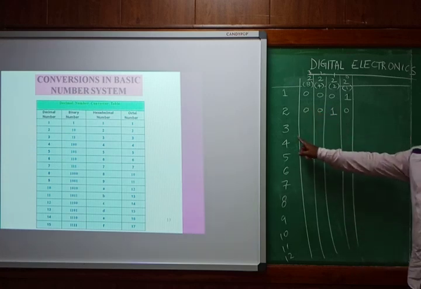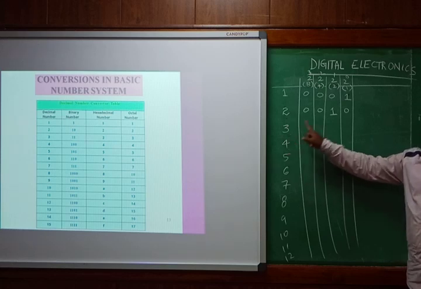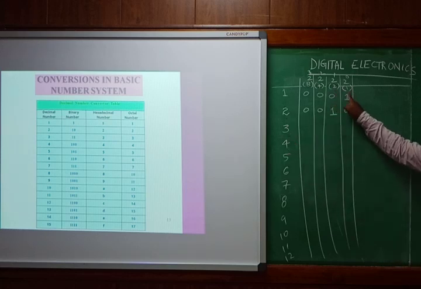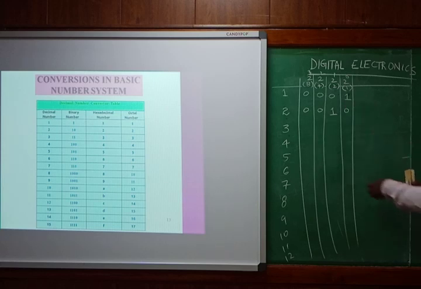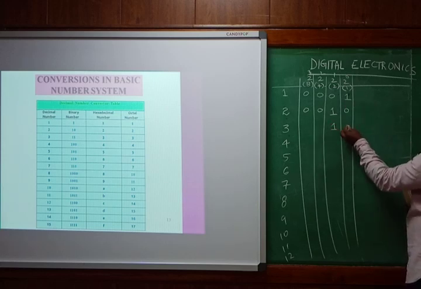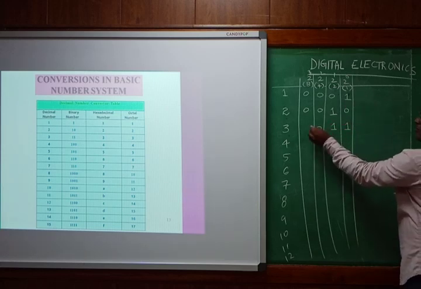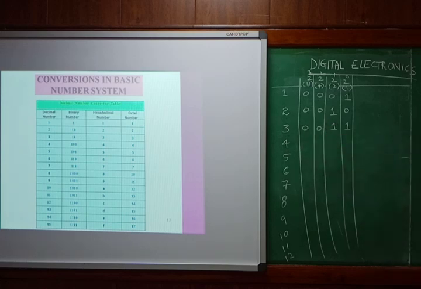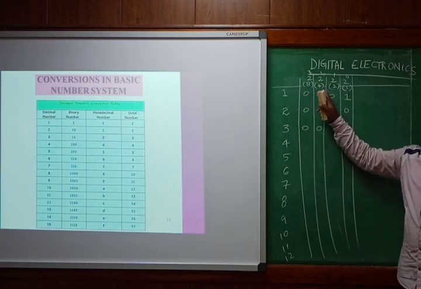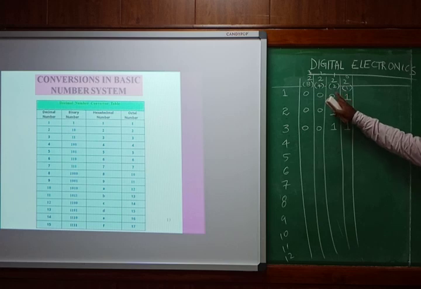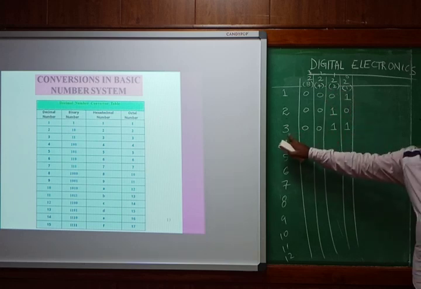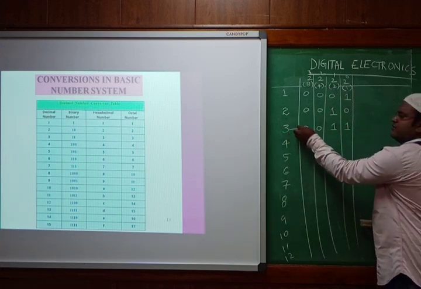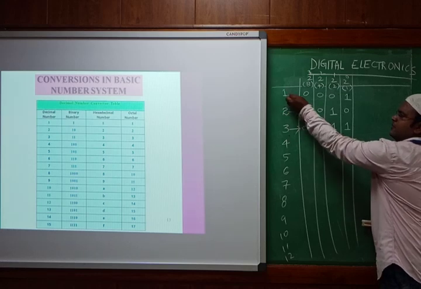Similarly, I want to write 3. How do I get 3? I can write 2 plus 1, I will make it as 3. So this is 1 and this is 1. Remaining 2 will be 0, because I don't want 8, I don't want 4. I can make 2 plus 1 as the digit 3. So for writing this digit 3, I write like this.